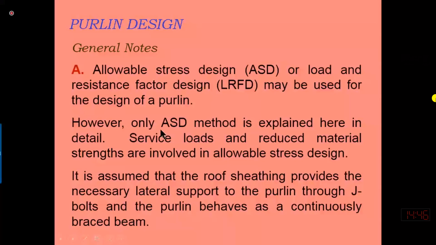This means that in purlin design, we will not apply the service load with any overloading factor, but we will only reduce the material strength. The material strength will be reduced by a certain factor, and the service load will be used as it is, without being multiplied with any overloading factor or factor of safety. It is assumed that the roof sheeting provides the necessary lateral support to the purlin through J bolts, and the purlin behaves as a continuous bracing.